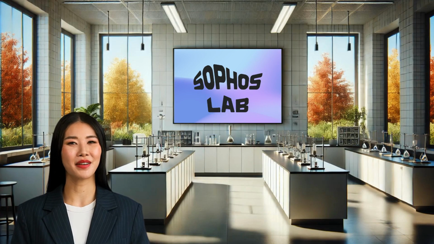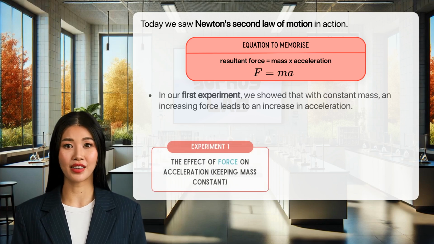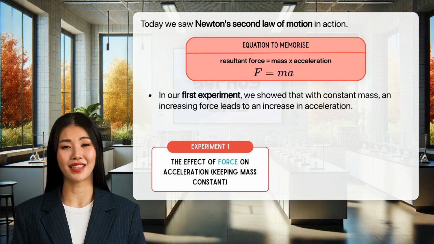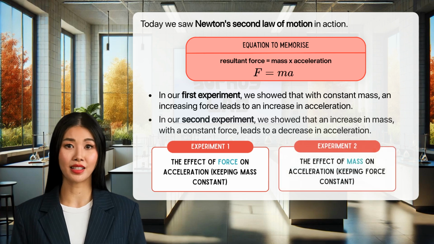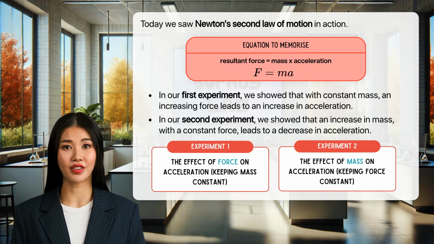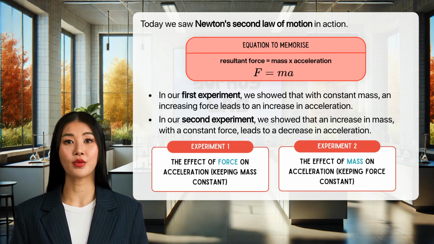Great work, that's the end of our practical. Today we saw Newton's second law of motion in action. In our first experiment, we showed that with constant mass, an increasing force leads to an increase in acceleration. In our second experiment, we showed that an increase in mass with a constant force leads to a decrease in acceleration. Through both of these, we verified Newton's law that force equals mass times acceleration. We also learned that small differences between experimental results and the theory can be attributed to external forces such as air resistance and friction, as well as measurement error.